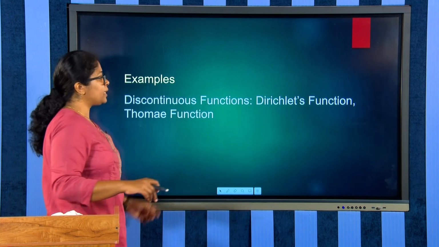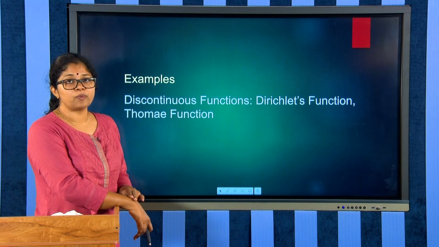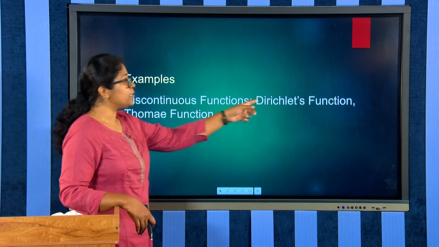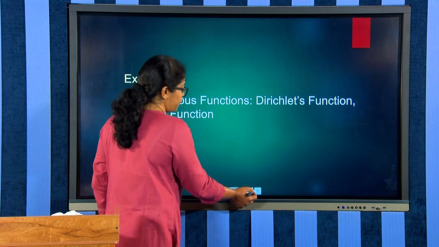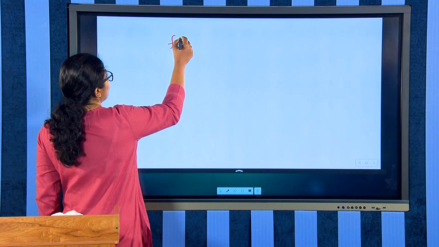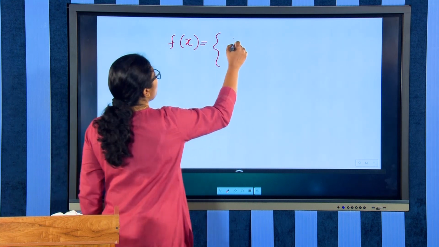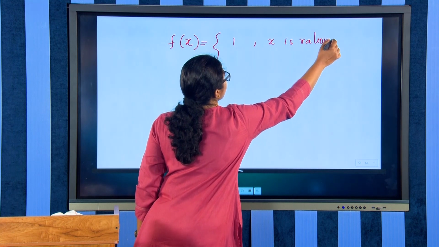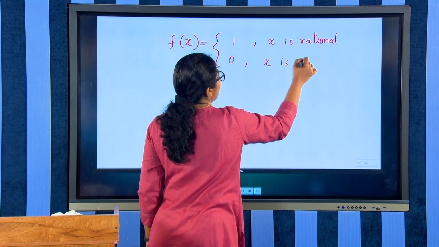Now, coming to examples of discontinuous functions, the main two functions which everyone who is learning real analysis should keep in mind are the Dirichlet function and the Thomae function. The Dirichlet function is defined like this: f of x is equal to 1 if x is rational and 0 if x is irrational.